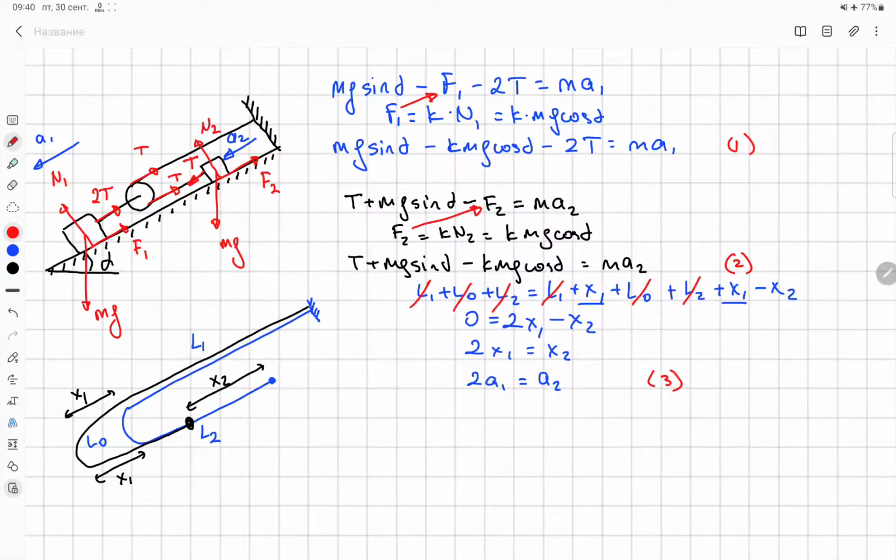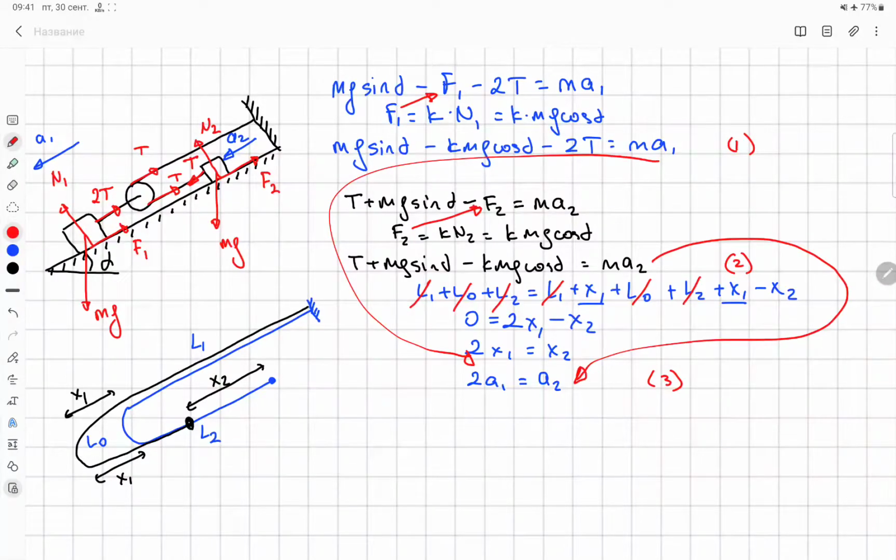Okay, what I will do, I will take a1 from the first equation and substitute it here, and this a2 from the second equation I will bring into equation number 3. And in this equation we will have only one unknown, tension. First of all we will find tension. So okay, let's go.